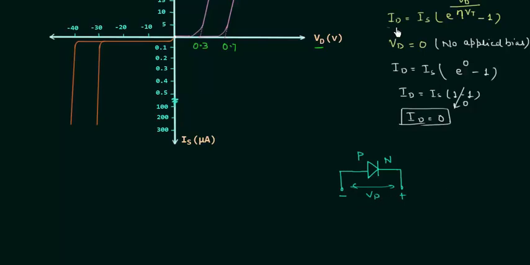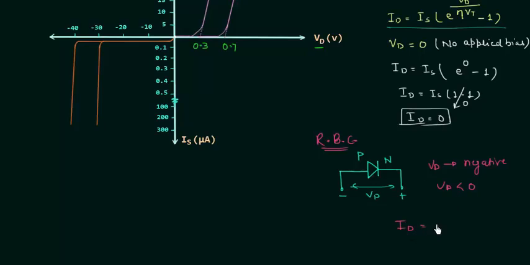So we will use this equation: ID is equal to IS, in brackets, e raised to the power VD divided by eta VT, minus 1. In this case we have VD negative, or we can say that VD is less than 0. So this is what we have in the case of reverse bias condition.